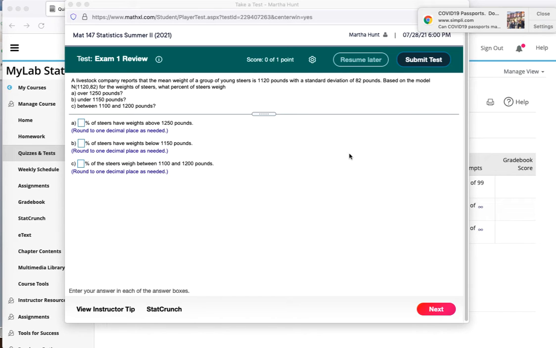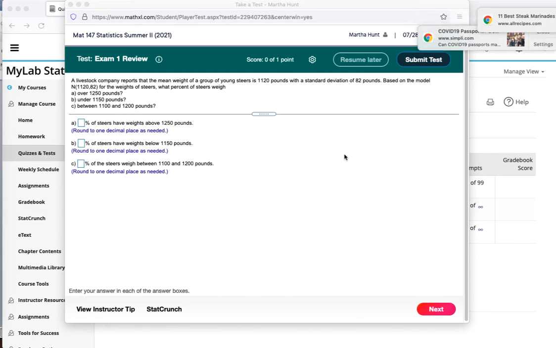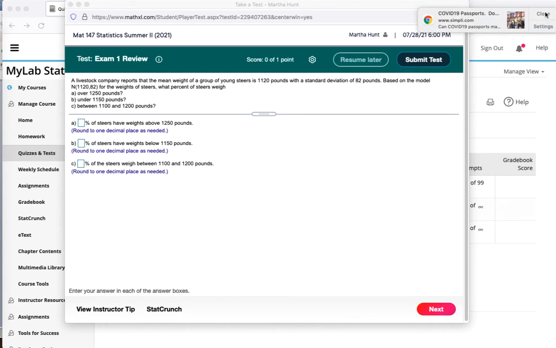I'd like to review a problem from Practice Exam 1. It talks about a livestock company that reports a mean weight of young steers at 1,120 pounds and a standard deviation of 82. Based on the model, what percent of the steers weigh over 1,250, under 1,150, and between 1,100 and 1,200 pounds?